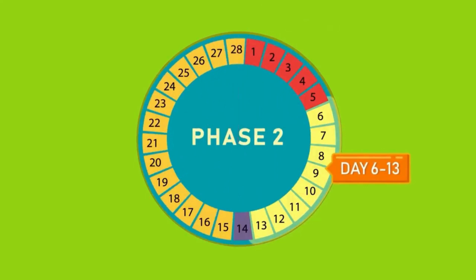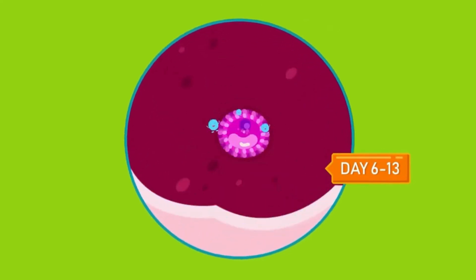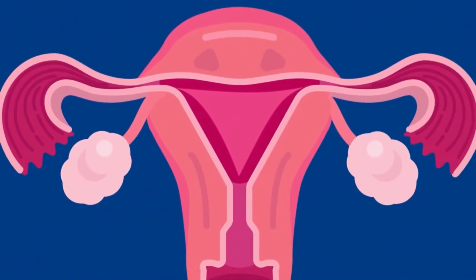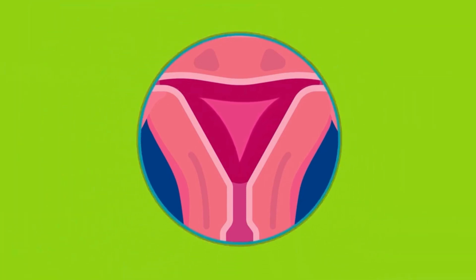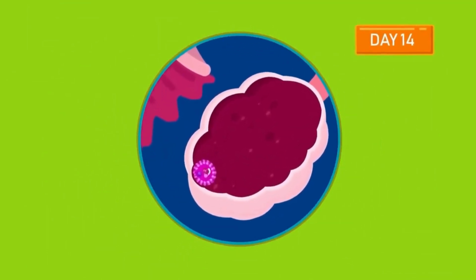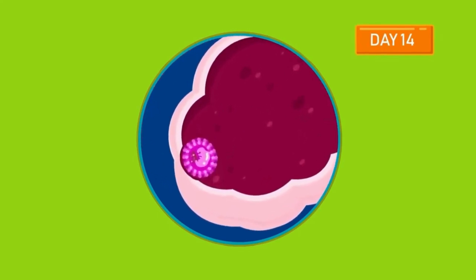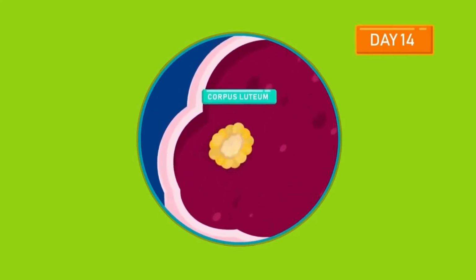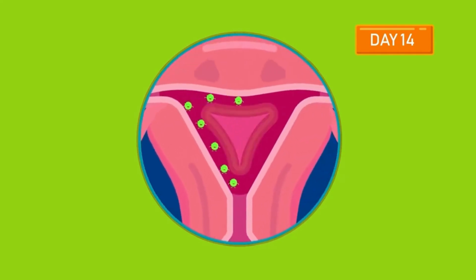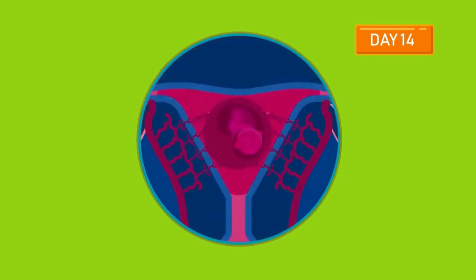Day 6 to 13, Phase 2. The ovaries secrete estrogen, which starts the repair and growth of the endometrium. Endometrium becomes thicker and bleeding stops completely. On day 14, a mature ovum is released from the ovaries. The Graafian follicle becomes corpus luteum. This cell, the corpus luteum, releases progesterone along with some estrogen. Progesterone causes the uterine lining to remain thick and soft, well supplied by blood vessels. And endometrium is ready for pregnancy.